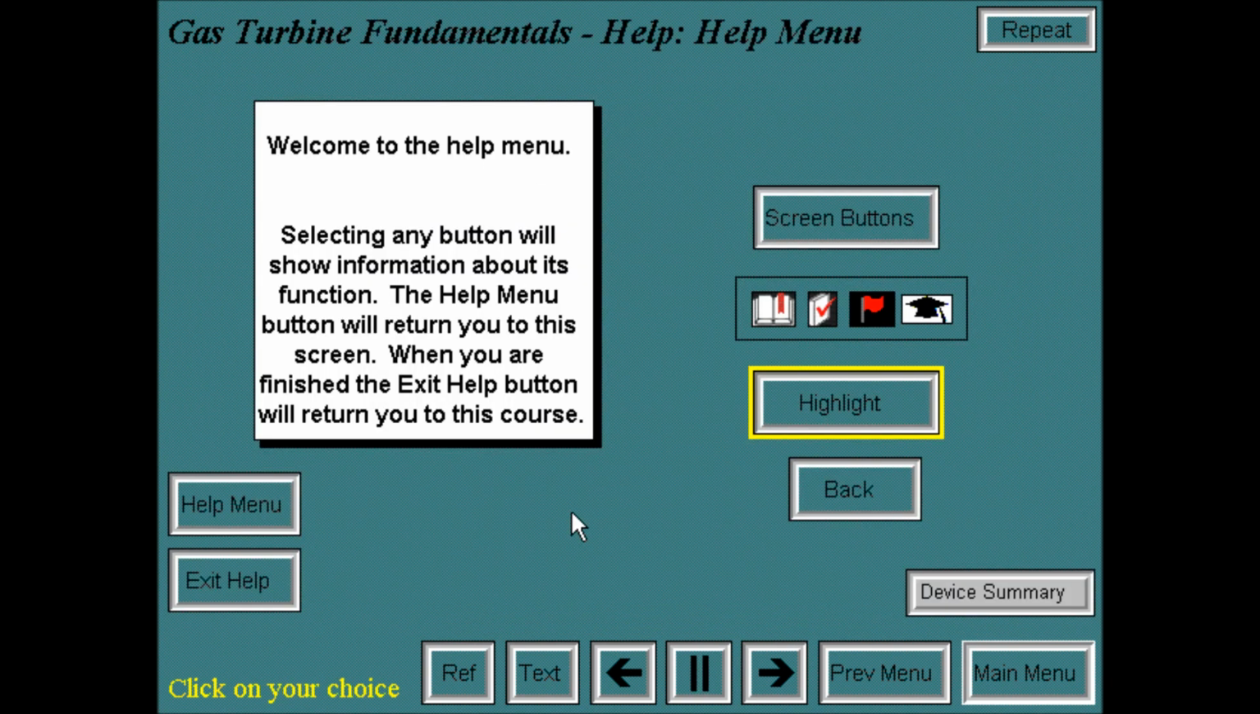Welcome to the Help menu. Selecting any button will show information about its function. The Help menu button will return you to this screen. When you are finished, the Exit Help button will return you to the course. This yellow band is the button highlight. It is used to recommend a logical path through the course. The suggested path is highly recommended for first-time users.